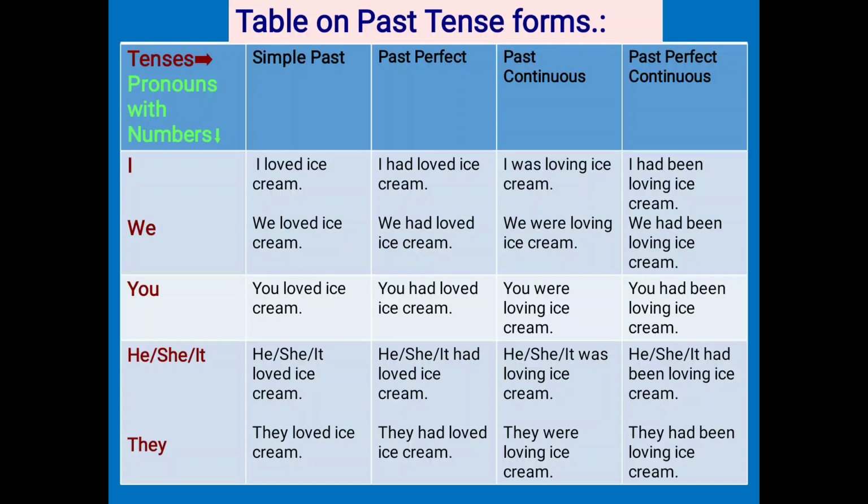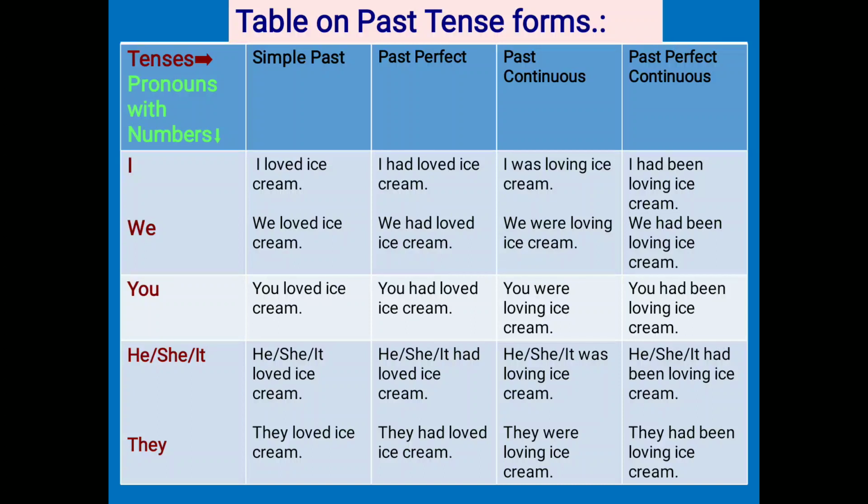Coming to past continuous, I was loving ice cream. So the is, am and are of present continuous is being replaced with past form of the auxiliaries is, am and are. And what is the past form of the auxiliary? It is was, plus the ing form of the main verb, that is love plus ing, so loving. Got the point? So I plus past form of auxiliary, that is was, plus ing form of main verb, that is loving, plus object, that is ice cream.